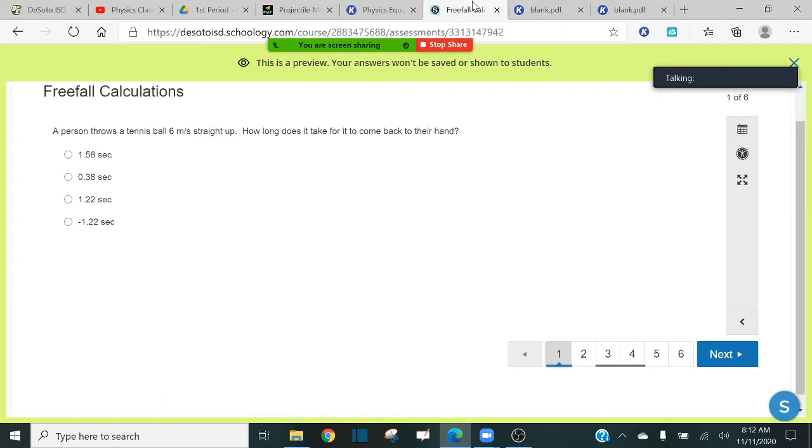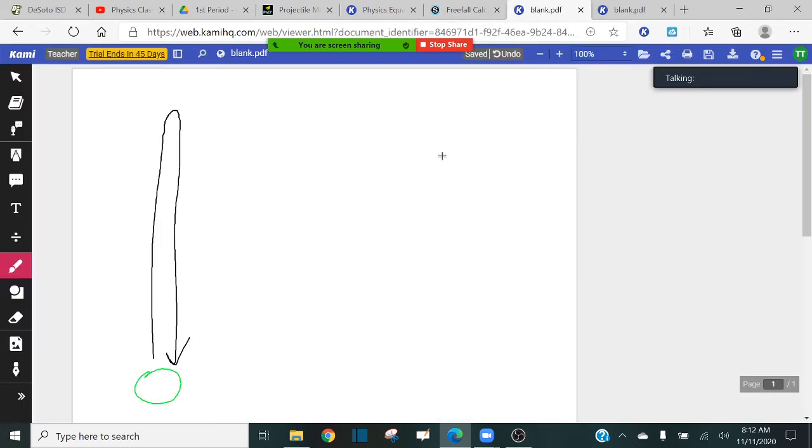Now it says the person throws a tennis ball with an initial velocity of 6 meters per second, and we want to know how long it takes for it to come back to their hand. So guys, there's 2 things we need to do here. The first thing, we need to figure out how long it takes for the tennis ball to go from here to here till it reaches the very top, because once we find that, then the second step, we can easily find out how long it takes to come back down.